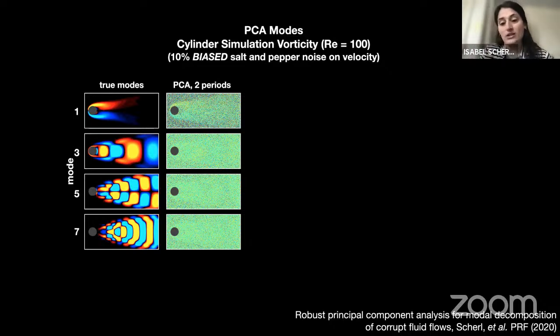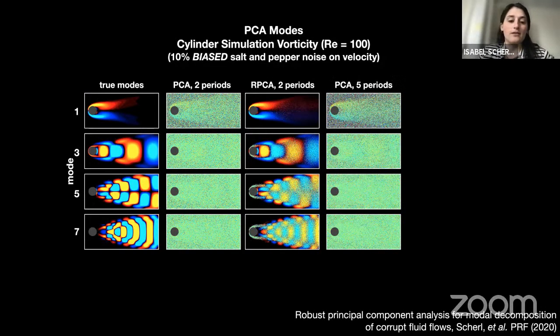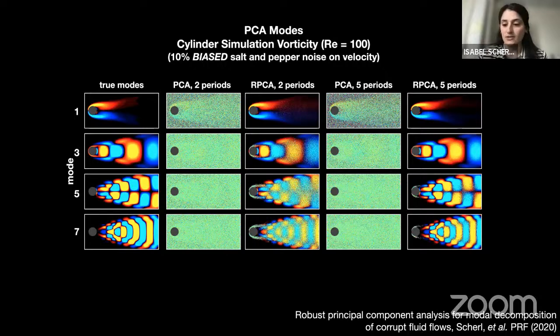If you do PCA on the low rank modes, so you take the modal decomposition of that low rank data set, you get a much better result. You can actually see structure in the modes, but they are a little noisy. If you increase the amount of data you're using from 2 periods to 5 periods, the PCA result doesn't change very much. The data matrix decomposition is still quite messy and incoherent, but the L matrix decomposition actually looks pretty good.